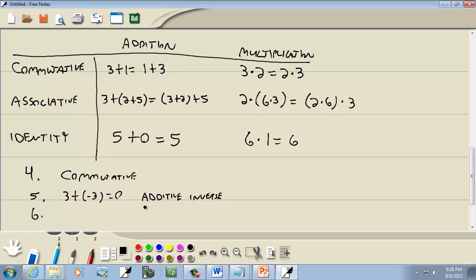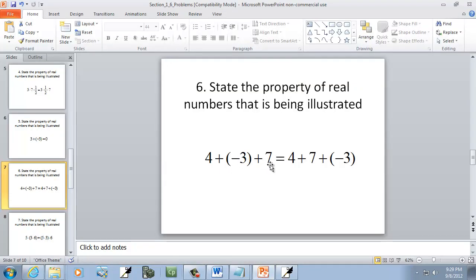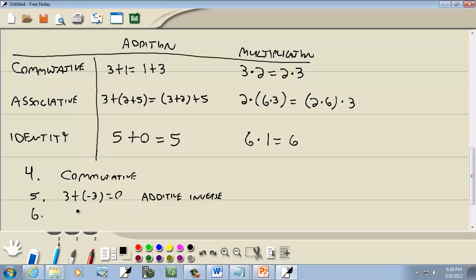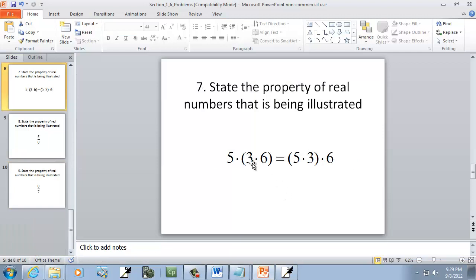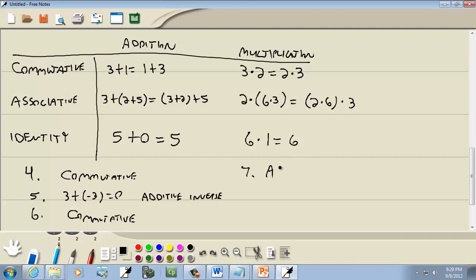Okay, number 6. I have 4 plus -3 plus 7, and looks like I flipped around -3 and 7, so that's commutative. Number 7. We have 5 times, and then we have parentheses around the 3 times 6, and then over here it looks like we changed it and put parentheses around the 5 times 3. Well, that's associative for multiplication. You can move parentheses around and be fine.